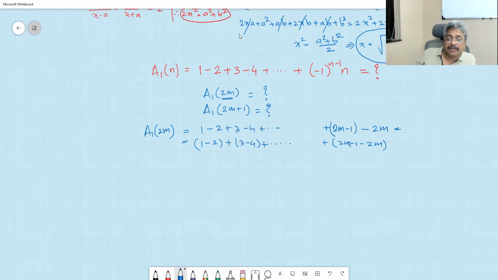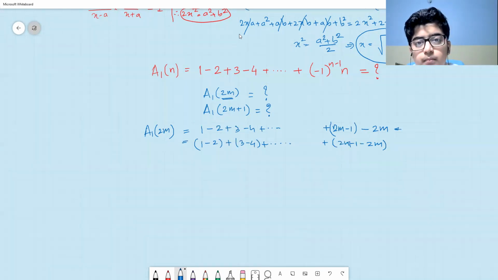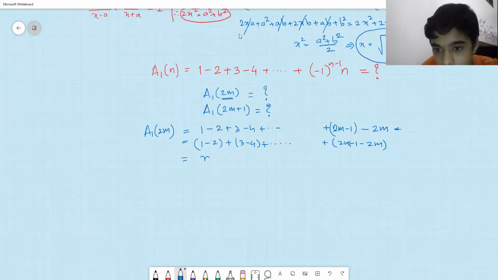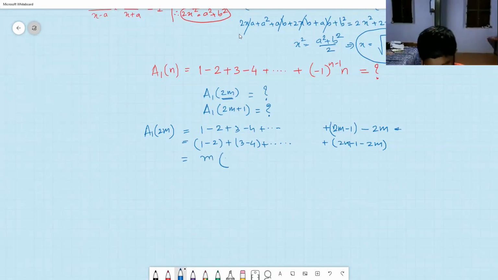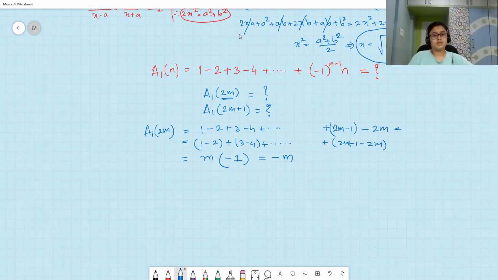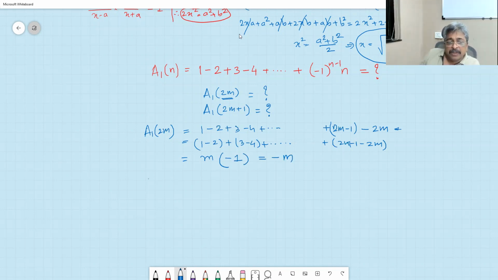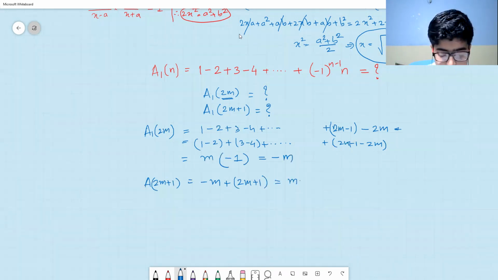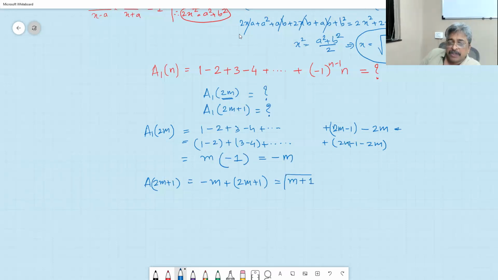How many brackets are there? Two numbers together, so there are total m brackets, and each bracket has value equal to minus 1. That gives us the answer minus m. And after 2m, there is only one term. So A1 of 2m plus 1 is minus m plus the additional term 2m plus 1, which is equal to m plus 1. This is the simplest way to do it.